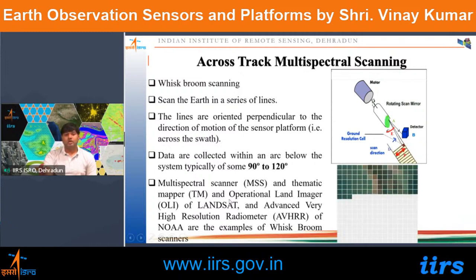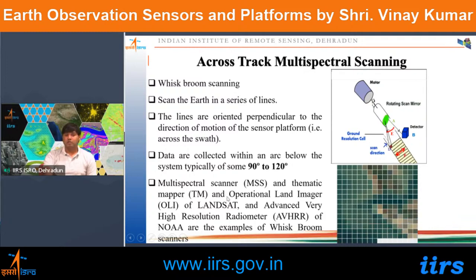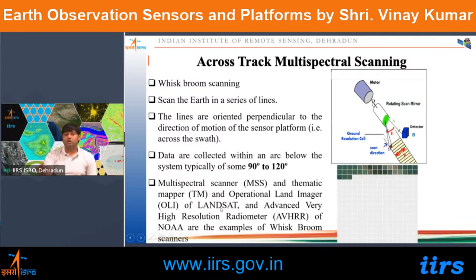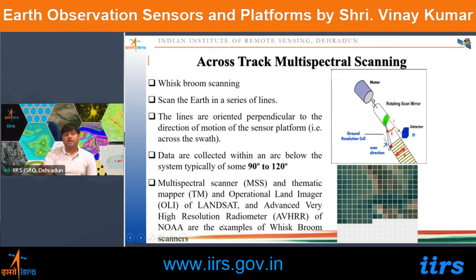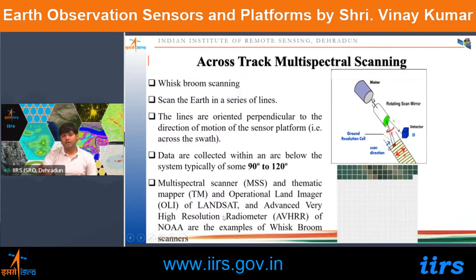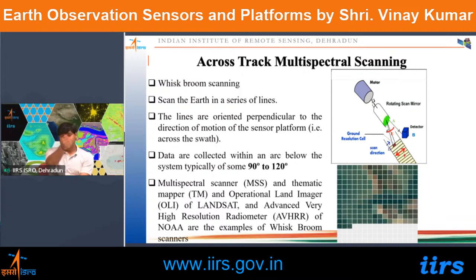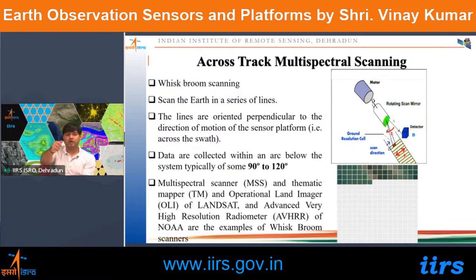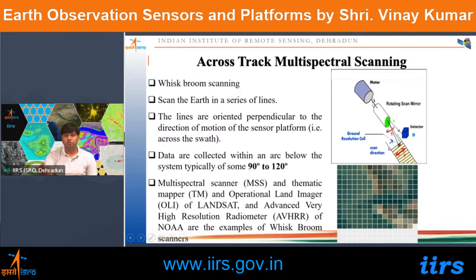Okay. Now the examples of these sensors are the multispectral scanner, thematic mapper, and operational land imager of the Landsat series of satellites. AVHRR of the NOAA satellites is also an example of a whisk broom scanner. Now, why is it called a whisk broom scanner? It is like you are using a broom and sweeping the floor in this manner across the track and collecting the data. That's why it is called whisk broom scanning.